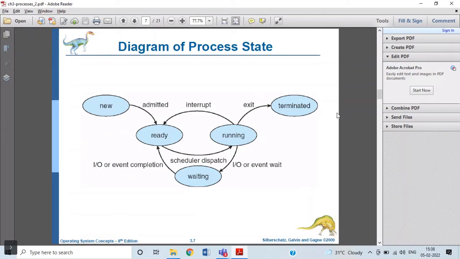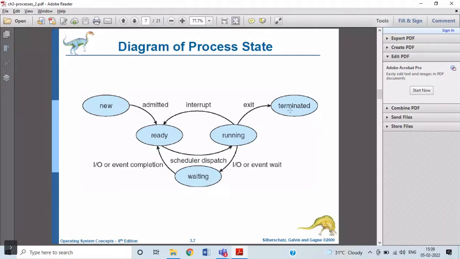Students, any doubts in these process states? No, ma'am. Okay. So keep in mind: new, ready, running, waiting, and termination.